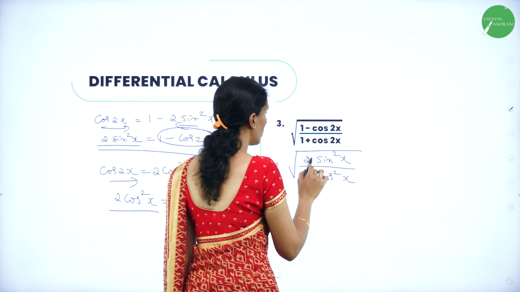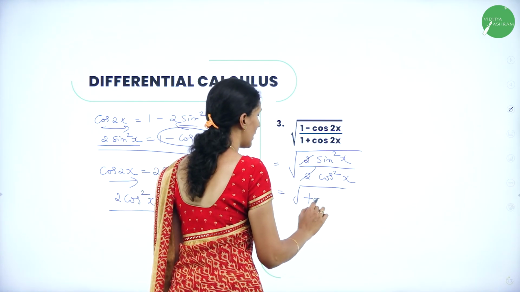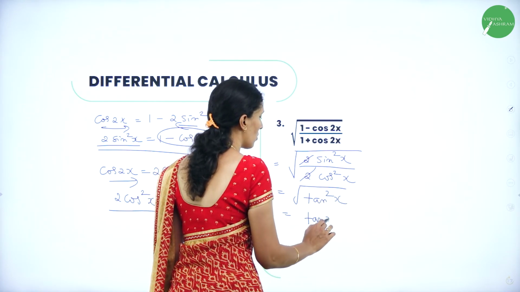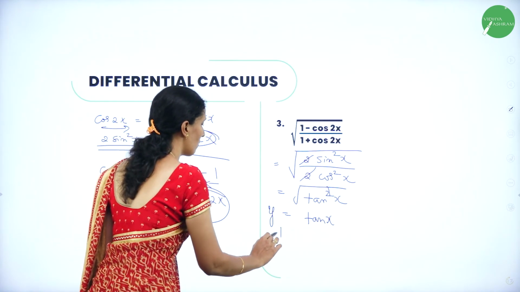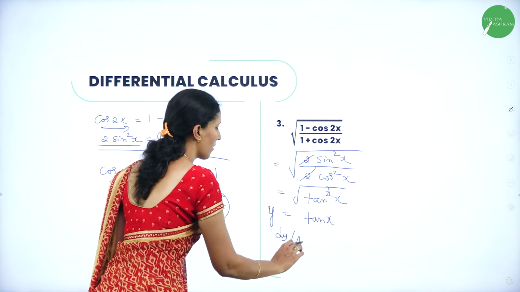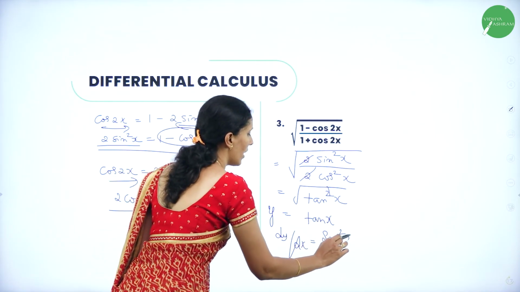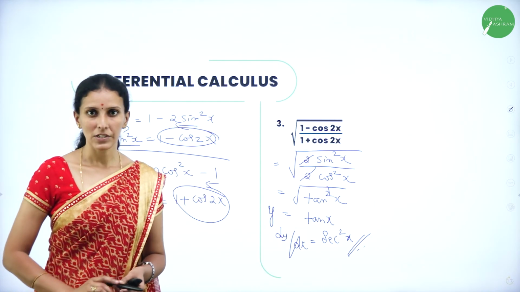Within the square root, 2 and 2 get cancelled. The value is root of tan square x, so that is equal to tan x, because square and square root get cancelled. If this is my y, then what is dy by dx? Derivative of tan x is secant square x. So the value is secant square x.